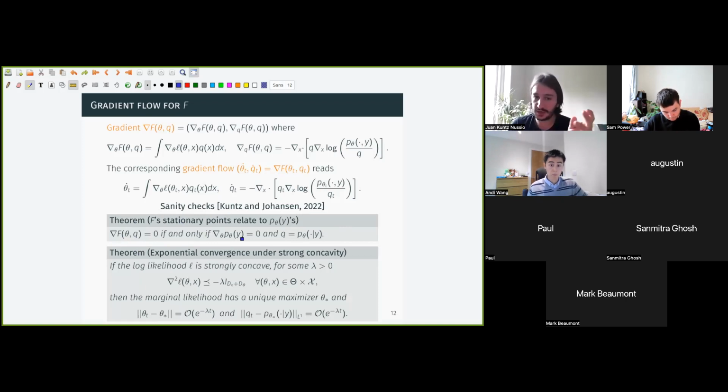And it's pretty easy to check, just a few lines of calculus, technicalities aside, that theta and q make the gradient vanish if and only if theta is a stationary point of the marginal likelihood and q is the corresponding posterior. So that's good because these are exactly the sort of points that we're interested in. And if you work a little bit harder, you can start showing convergence of this guy here to these types of points as t tends to infinity.